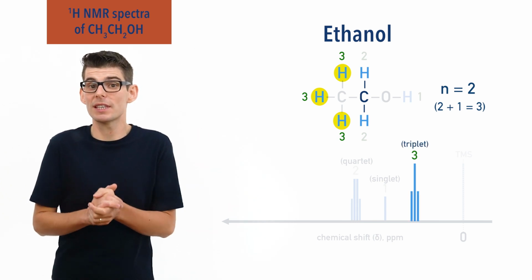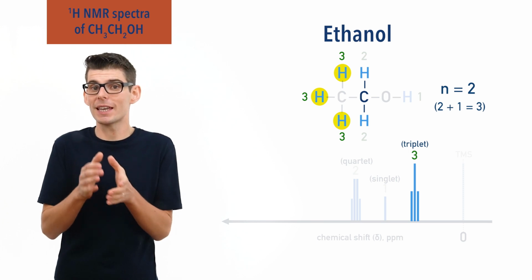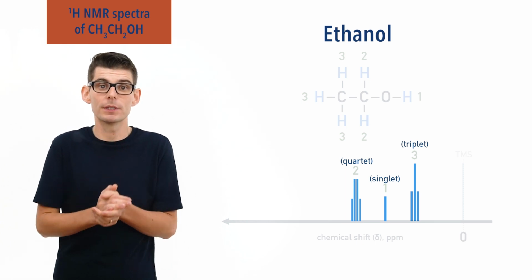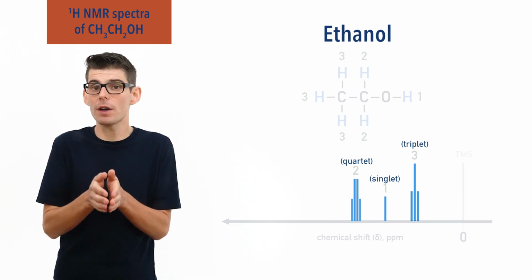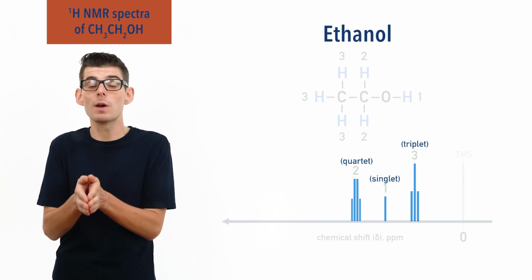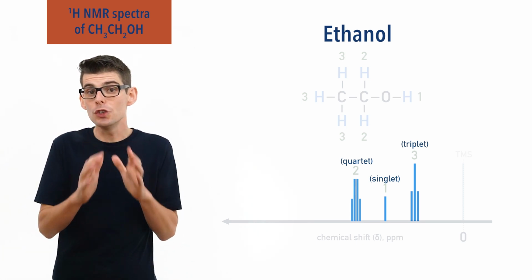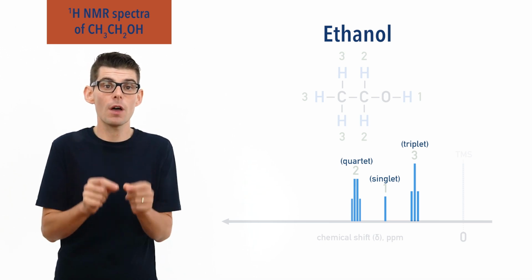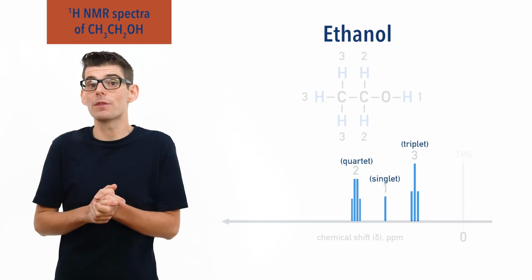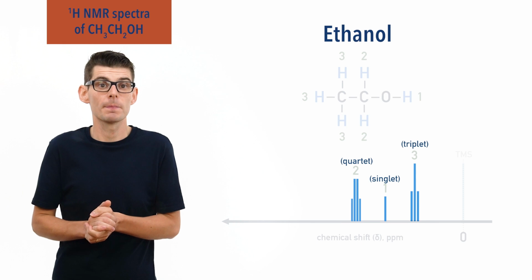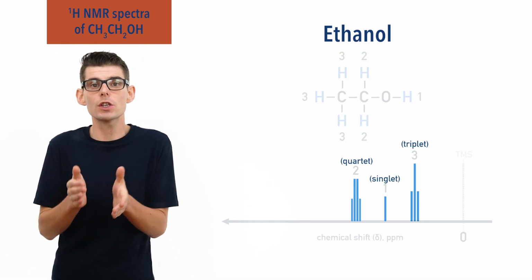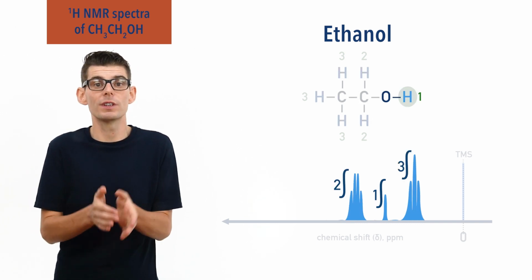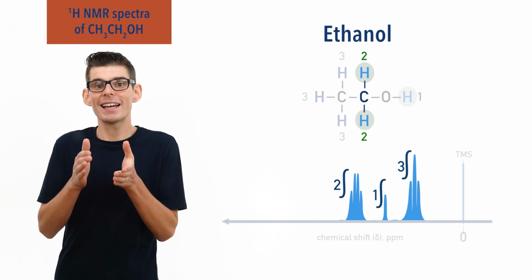Really important to notice here, however, that the number of times a peak gets split isn't based on the number of hydrogen atoms in that environment. It's based solely on the number of hydrogens bonded to adjacent non-equivalent carbon atoms. You gain no information about the number of hydrogen atoms in the environment the peaks are referring to, without using the ratio of areas under each peak in the spectra. For example, for ethanol, the ratio of areas under each peak will be 1 to 2 to 3, telling us that there is 1 hydrogen in the first environment, 2 in the second, and 3 in the third.